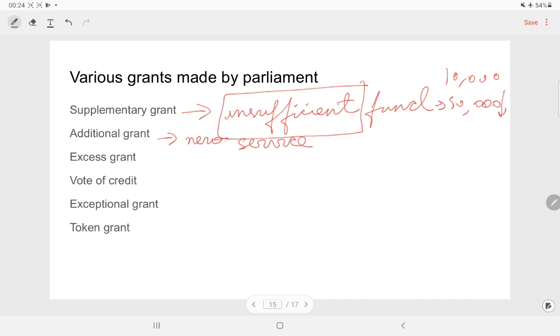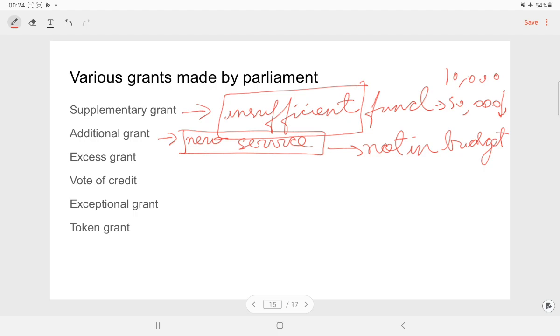This is the thing, and it's a new service which is not there in the budget. So that is an additional grant. And a supplementary grant is for insufficient funds. And then there is the excess grant. It is basically granted when money has been spent on a service during a financial year in excess of the amount that was actually granted for the service in the budget.